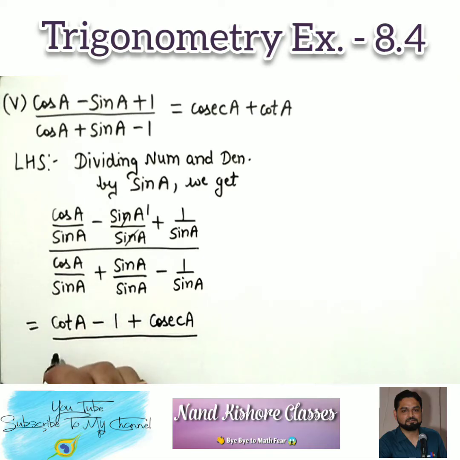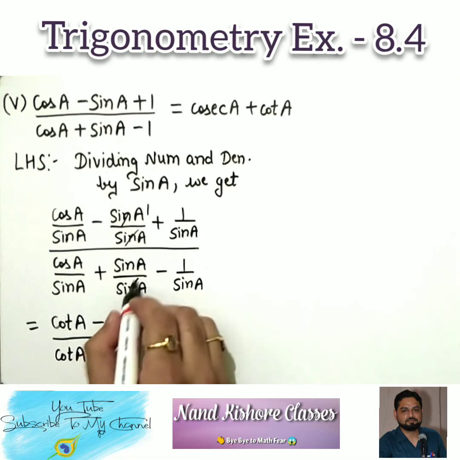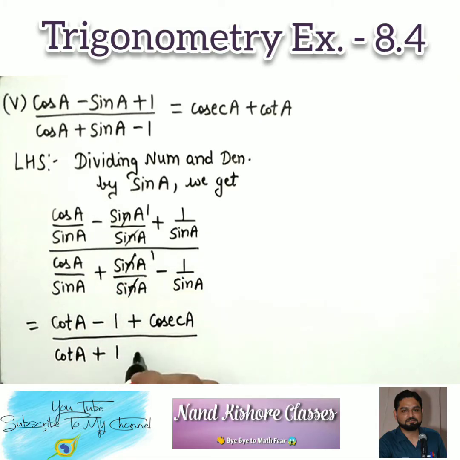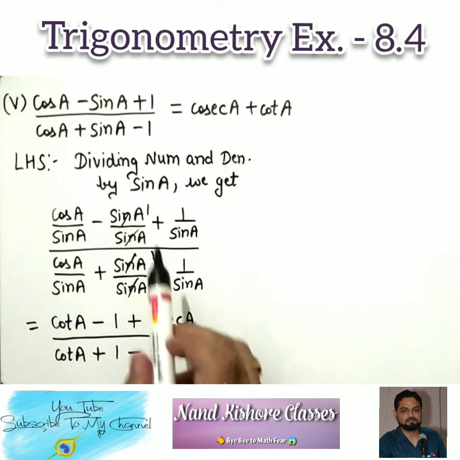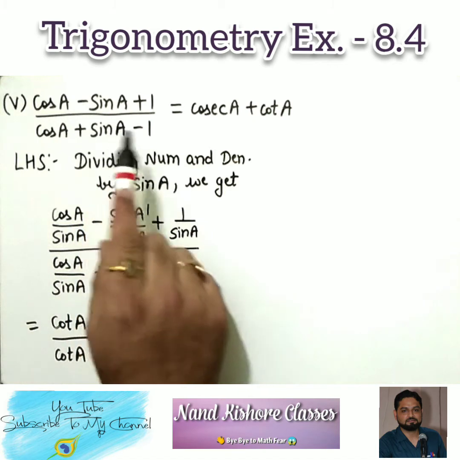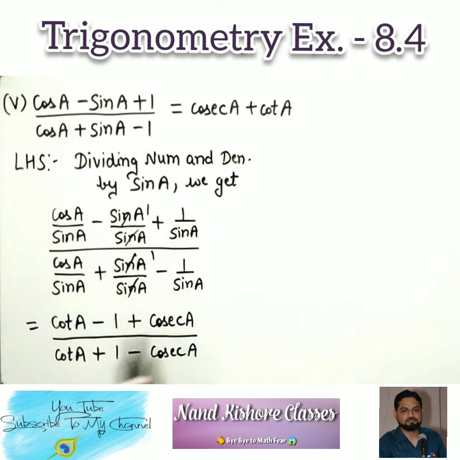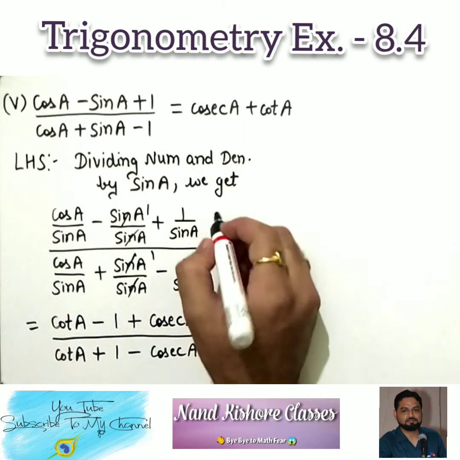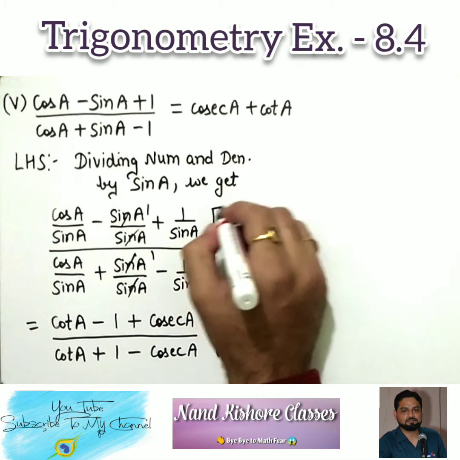Then cos upon sin, cotangent. Sin upon sin cancels, we get 1. Then 1 by sin a is cosecant a. So see what we have done. We have converted each and every value on my left side into cot or cosecant, which is desired in my right hand side, right? Let's see what the next step is.